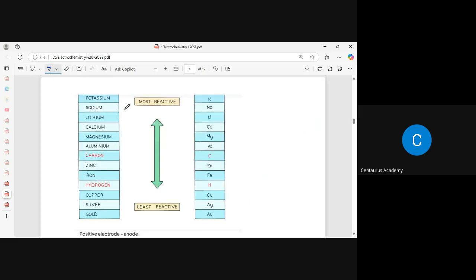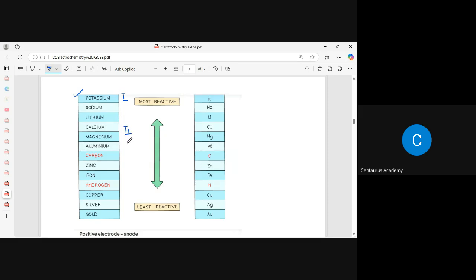So this is basically the reactivity series for the metals. The most reactive ones are at the top. There are multiple mnemonics to remember the reactivity of the metals. Also, the easiest way out is that the most reactive elements are usually group one. So potassium, sodium, and lithium are at the top. Then you have calcium and magnesium, which is group two.